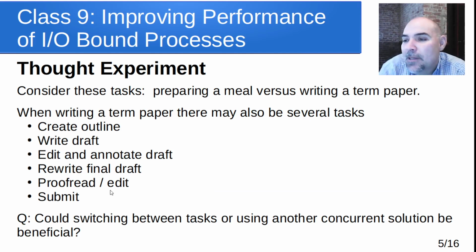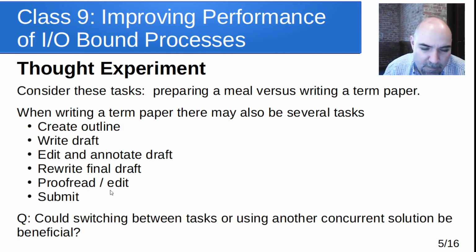So writing a term paper, it still has several tasks that need to be completed, and like you create an outline, maybe you edit that outline, get it to be what you want, you write a draft, you edit and annotate the draft, maybe you read through it a couple times, maybe you do a rewrite of that, proofread it, edit it, make sure that everything flows how you want, maybe make some subtle changes there but not major changes, and then when you're done you submit it. Now, would switching between those tasks make sense?